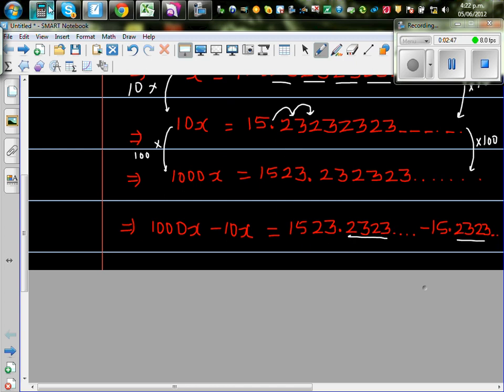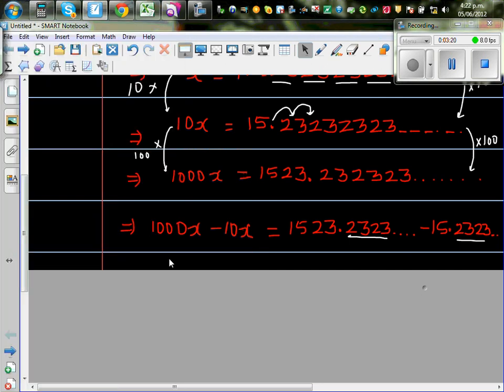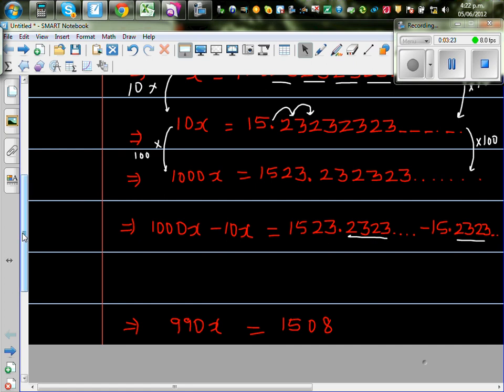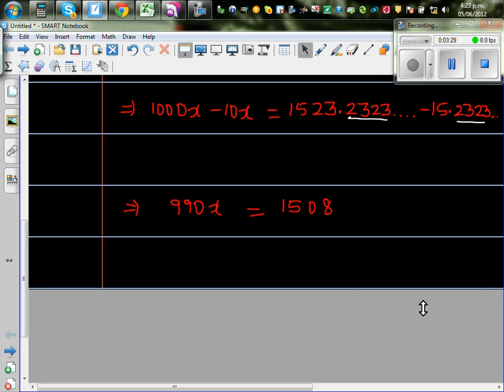Just to explain that, let me explain this. If it is 1523.2323, let me put 4 decimal places, this is in fact going up to infinity. Take away 15.2323. It'll give you 1508. So basically what we are doing is we are only doing 1523, take away 15, which is 1508. So the next step is 990x is 1508.